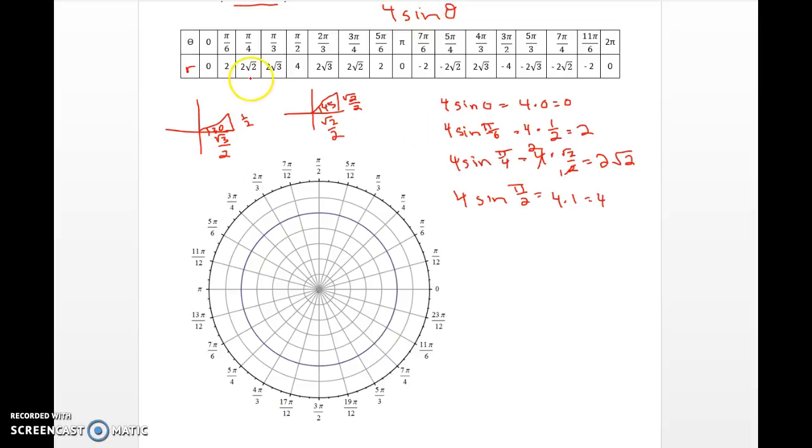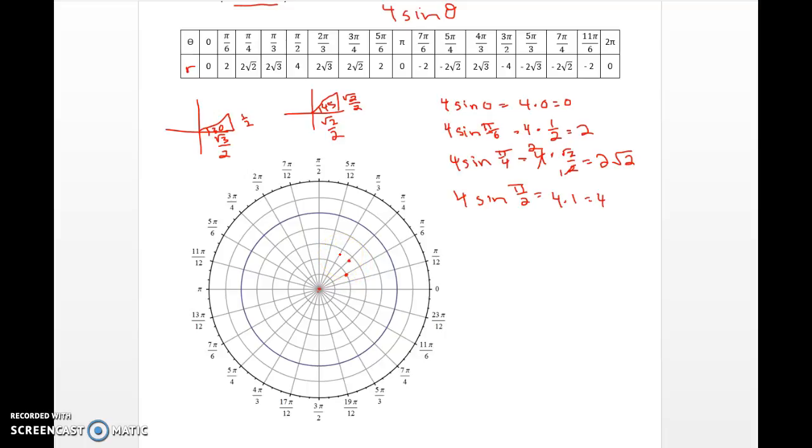And then we can graph it. I like to do theta first. When theta is 0, r is 0, right in the center. When theta is pi over 6, r is 2. Okay, next, when theta is pi over 4, r is 2 root 2, and that's 2.8. So that's almost 3. Just put it right there.